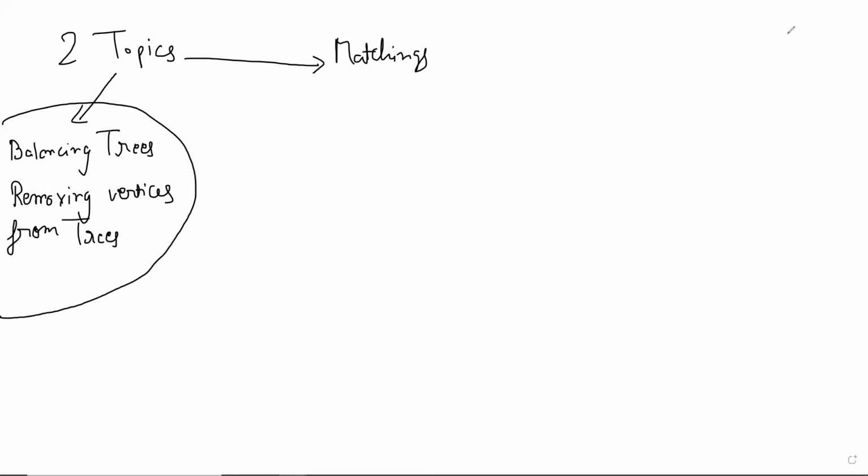So that's the plan. First let's get started with the first topic. Here we will see all the partial order things, and all will be very helpful in the matchings. So let us start with topic one, balancing of trees.